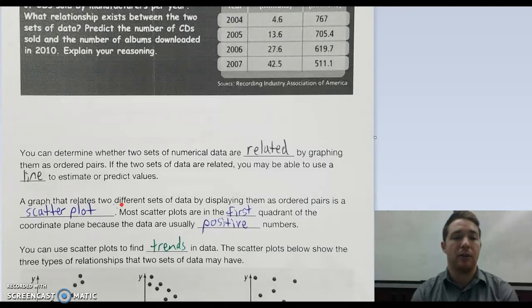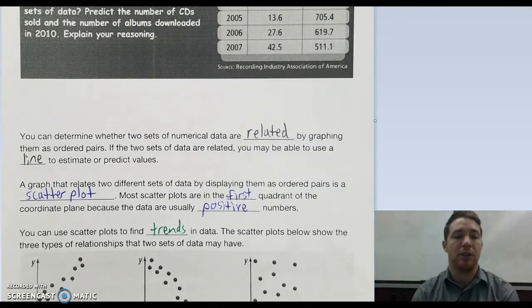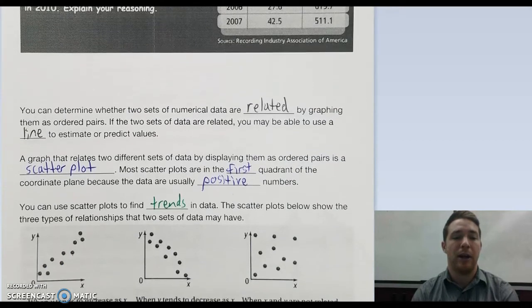A graph that relates two different sets of data by displaying them as ordered pairs is a scatter plot. Most scatter plots are in the first quadrant of the coordinate plane because we've seen that data are usually positive numbers. So usually if we're measuring something in real life, we don't deal with a lot of negatives. You can use scatter plots to find trends in data. Scatter plots are going to show the three types of relationships that two sets of data may have, and these are the three.